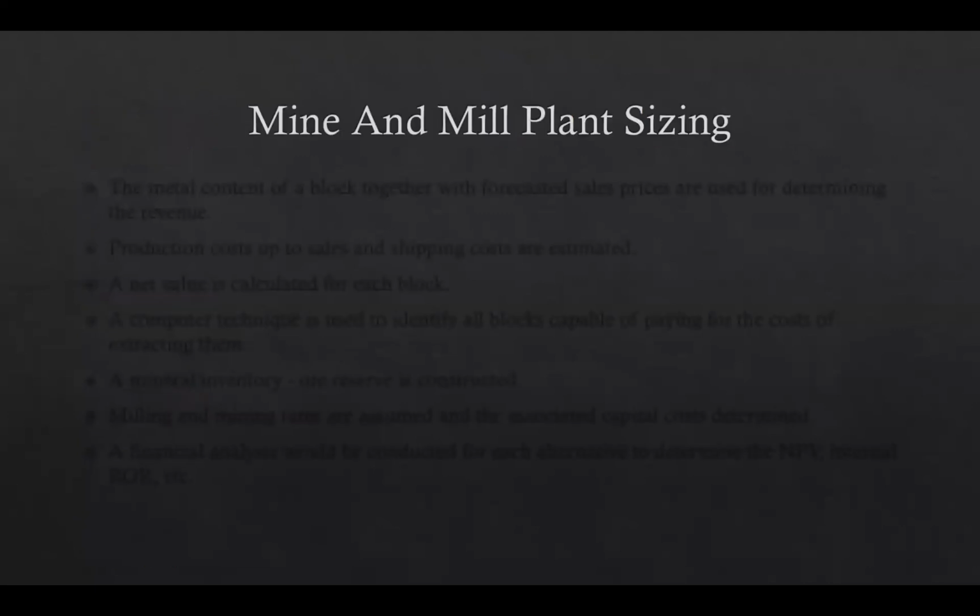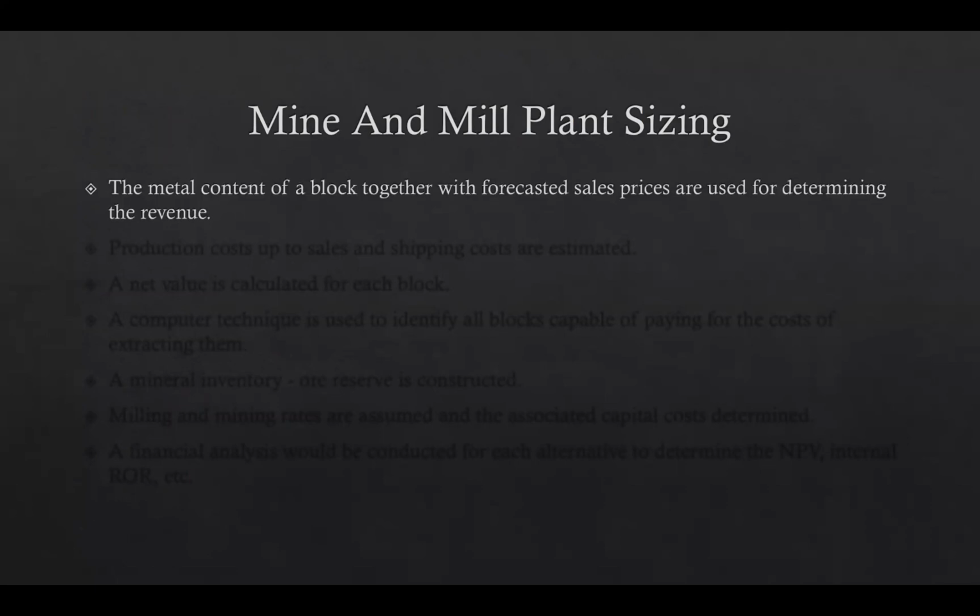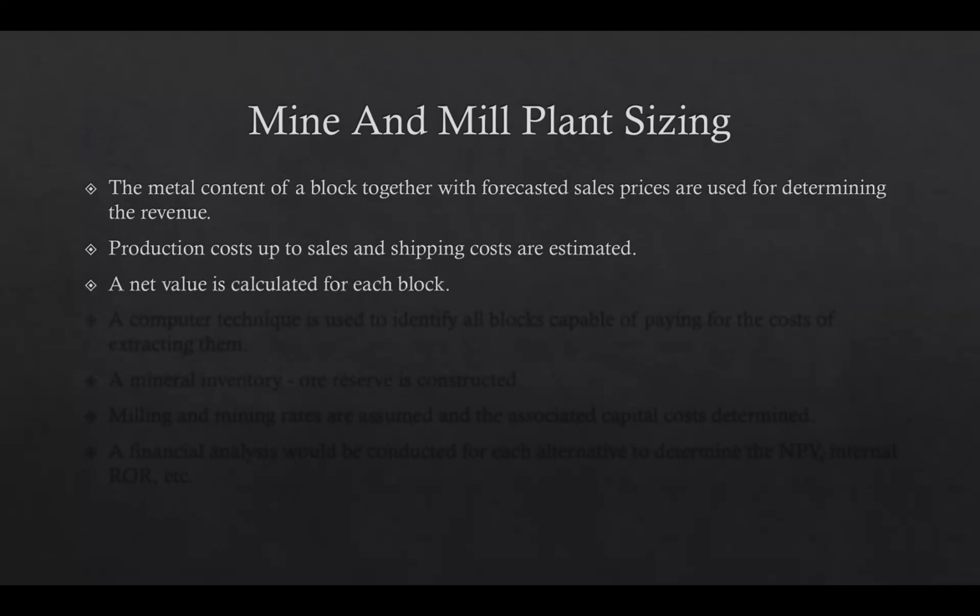To select the best option for the mine and mill plant size, the following steps are usually performed. The first one is that the metal content of the block, together with forecasted sales price and estimated full-scale plant metallurgical recoveries, are used for determining the revenue. Production costs through to sales and shipping costs are estimated. A net value is calculated for each block. A block with a net value equal to 0 is one where the revenue is equal to the production cost. The grade corresponds to a mining cutoff.